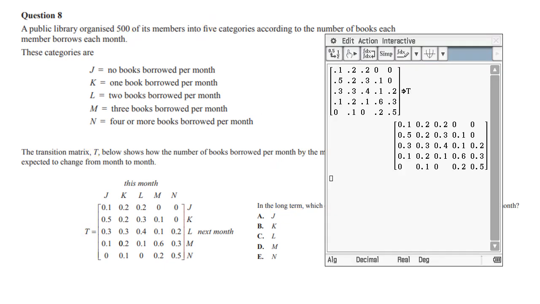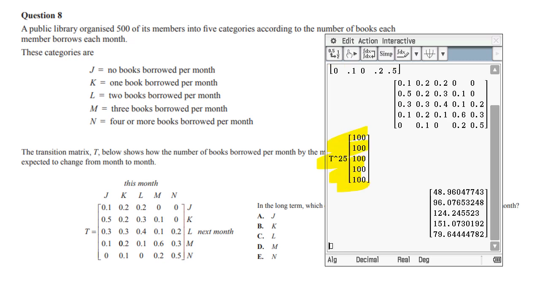Now, when you're putting in a big thing like a 4x4 into your calculator, you don't have to put in 0.10. You can just put in 0.1, and your calculator is quite happy to then put the zeros back at the front here. So there's my T I've put in there. You don't actually have to label it for this question, but I'm going to just to make it easier. So here, this is me putting into the calculator that T to the 25 S naught equals S25, which gives me those numbers. And look, there's my 96. So if I label these J, K, L, M, N, it looks like K has given me the 96, which is the number we were looking for.